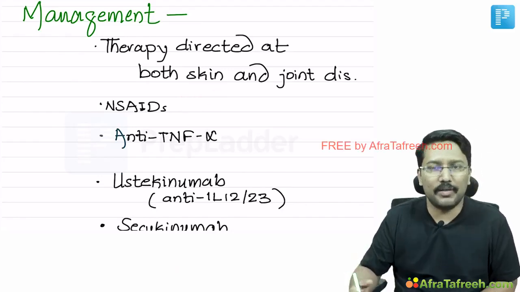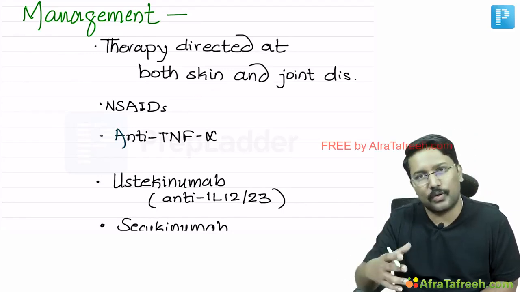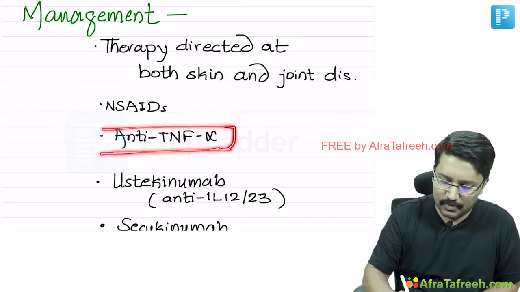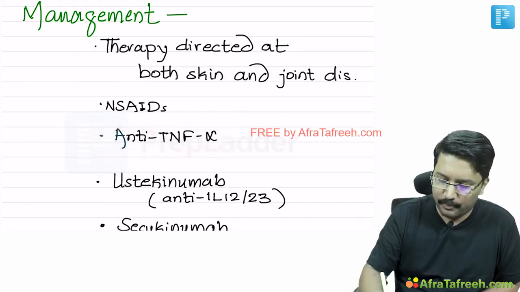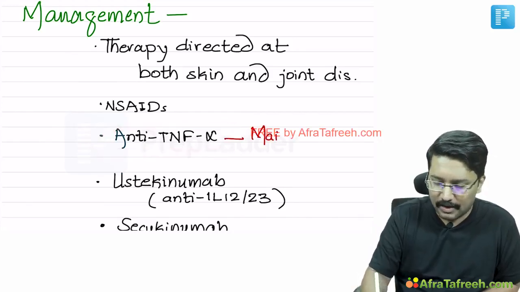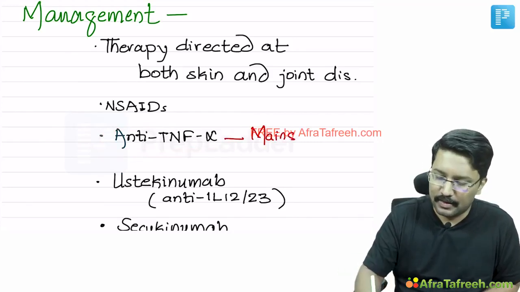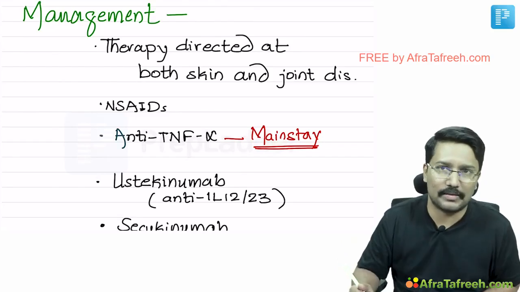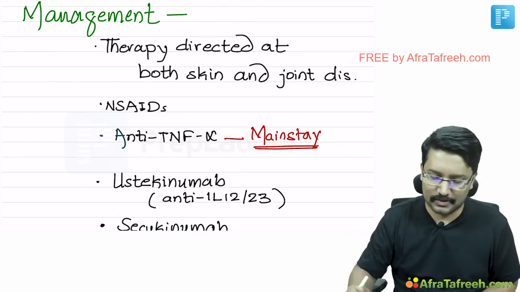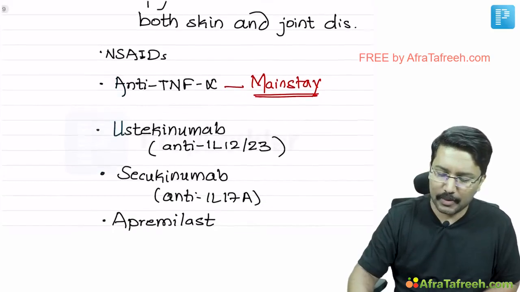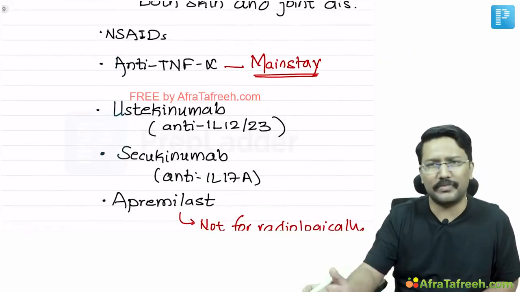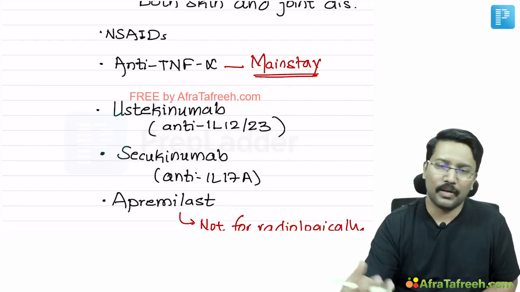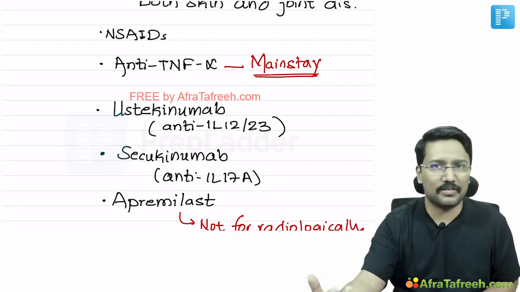The mainstay of treatment, when you say we want to treat both joint as well as skin changes, is anti-TNF alpha drugs, right? So this is the mainstay of treatment currently, and they have shown remarkable efficacy in terms of resolution of skin disease as well as improvement of the joint disease, right? So they are effective on both sides. When anti-TNF alpha therapy fails, for example, you started with infliximab or etanercept and you're not getting the desired result, in those cases you can think of a few additional drugs.